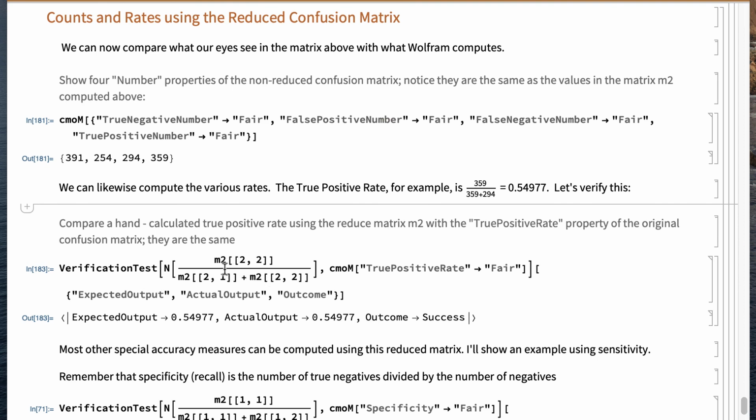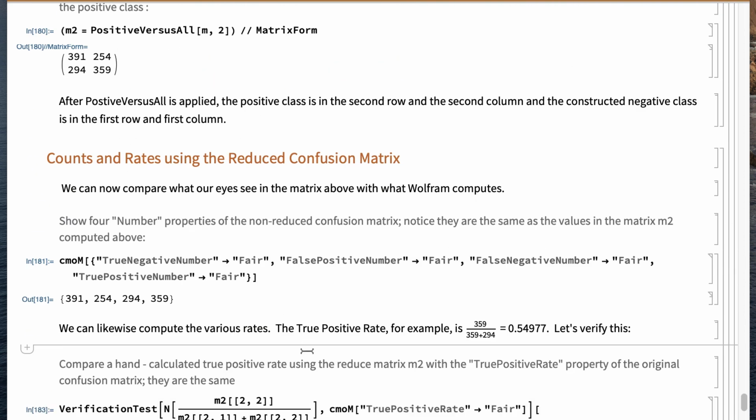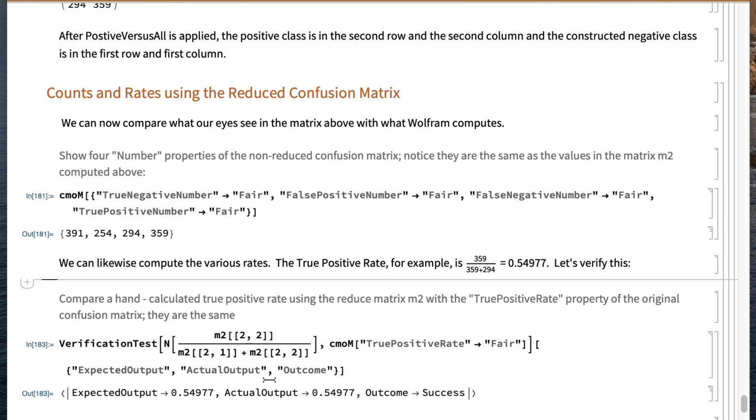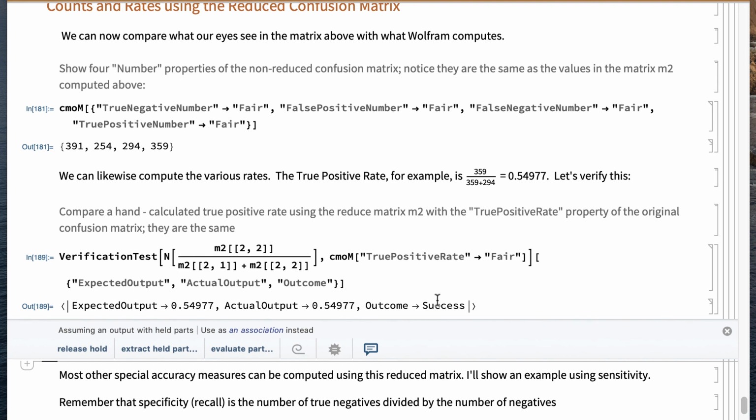Let's run our verification test. Here I'm going to take that matrix and compute it by hand. And then I'm going to compare that to what Mr. Wolfram thinks the true positive rate is, using the unreduced confusion matrix on the assumption that the positive class is fair. And when we do that, we have success. Hooray.